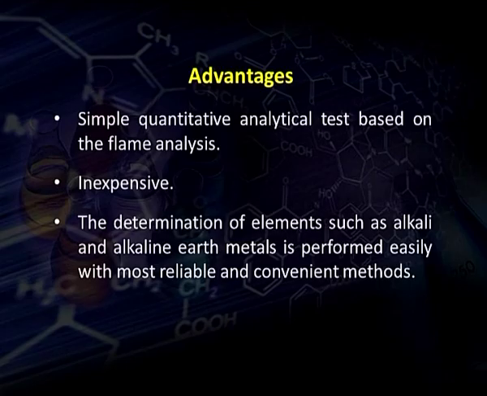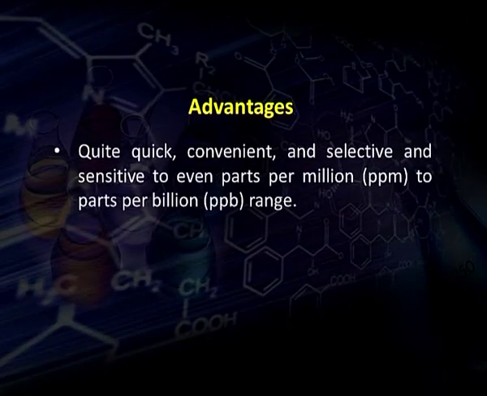Now, coming on to the advantages of flame photometry. The technique of flame photometry is a simple quantitative analytical test based on flame analysis. It is inexpensive and the determination of elements such as alkali and alkaline earth metals is performed easily with most reliable and convenient methods. It is quite quick, that means less time is used, convenient and selective and sensitive to even parts per million, that is ppm, and parts per billion, that is ppb range. So, the sensitivity is up to ppm and ppb level.